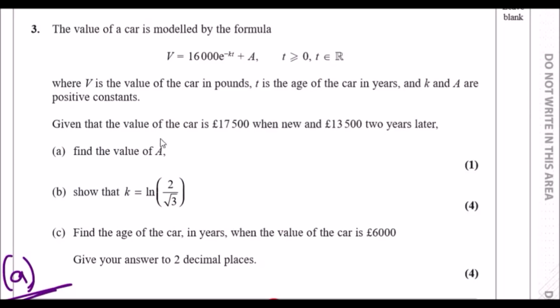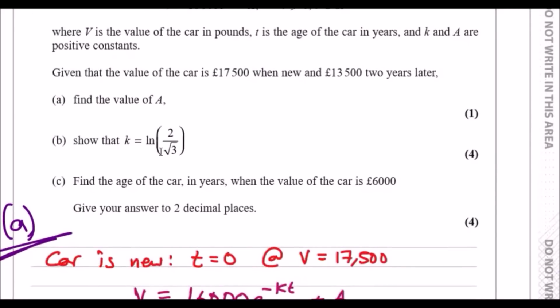Given that the value of the car is 17,500 pounds when new, okay, the keyword new means when the time is 0, when it's fresh off the bat, and 13,500 pounds 2 years later. So again, t is 2 at this valued price. Find the value of a, show that k is this, and of course we'll get to part c in a bit. Now, I'm going to show you how I did part a.